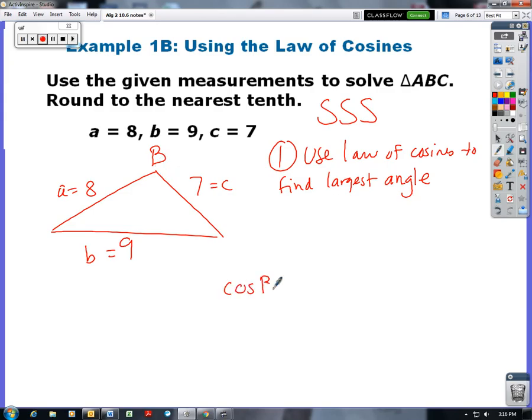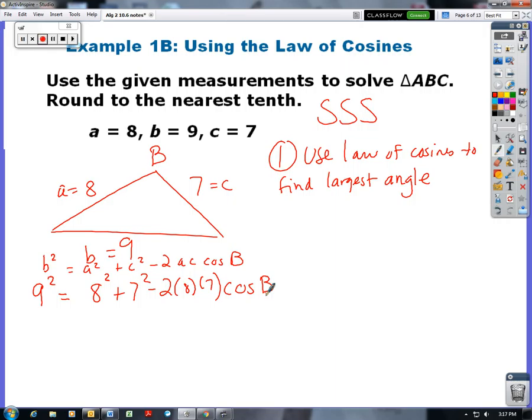It's going to be cosine of B. Remember, my law of cosines is really big. And so I know that my little b is going to be over here by itself, so 9 squared. And then here I'm going to have little a squared plus little c squared minus 2 times a times c. So this is b squared equals a squared plus c squared minus 2ac cosine b. That's the version that I used. Now I chose that version because I'm trying to find the largest angle, which is angle B.